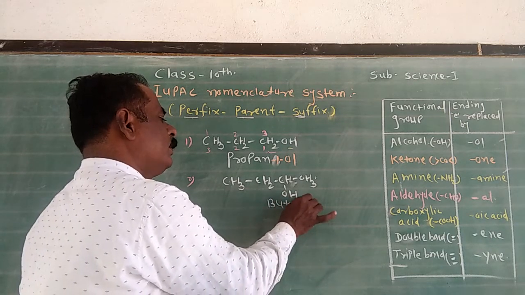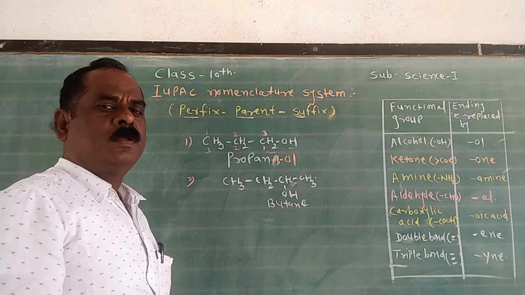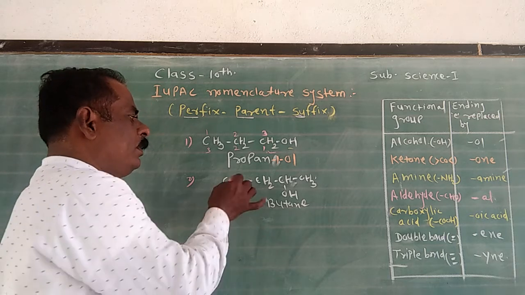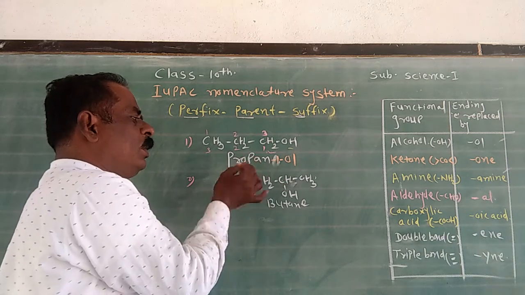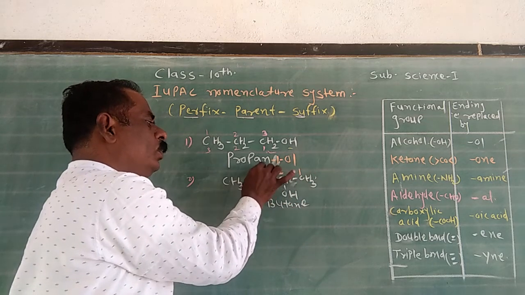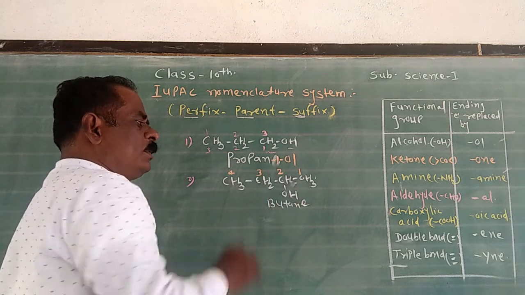Name of compound is butane. Here, which is the functional group present in the chain? OH. Then give the numbering to the carbon atoms in such a way that the functional group carbon atom gets the lowest possible number. Give the numbering from this side: 1, 2, 3, 4. OH is present on the second carbon atom.